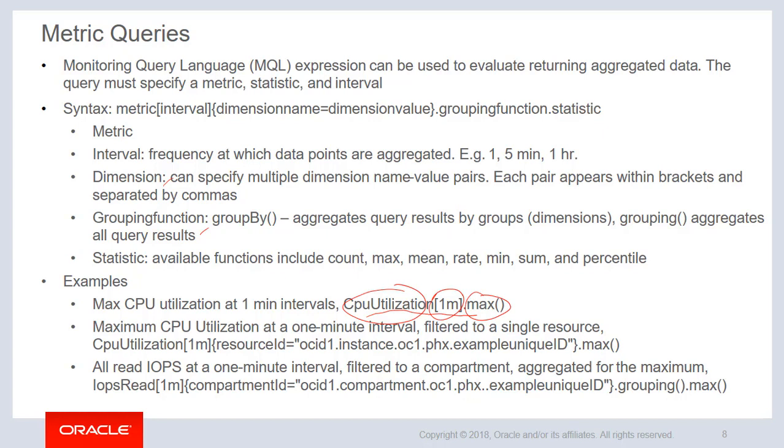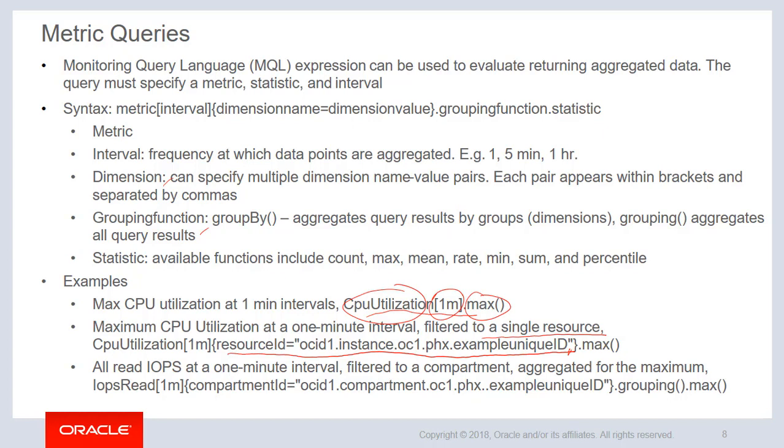If I want to have the same expression, but now I want to filter to a single resource, as we saw in the demo, what you would do is add a dimension here, so you can see my resource. I have that resource in a bracket, and then if I have multiple resources, I could put commas here, and I could have multiple dimensions. I could put a comma, and I can have multiple dimensions there as well.